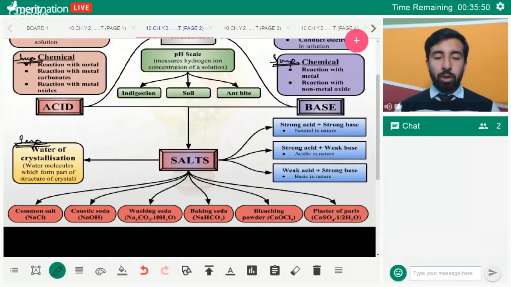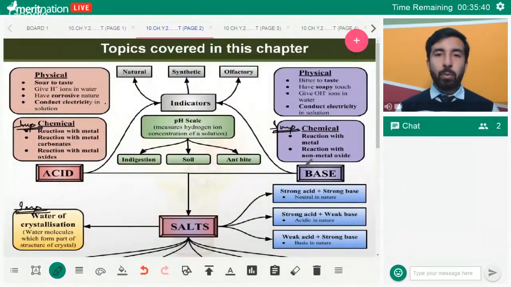Now, moving on to the second thing, which is another part of your syllabus, that includes your indicators. We all know that indicators are substances which help us to detect whether a substance is an acid or a base. Now, we have three different types of indicators: natural indicators, synthetic indicators, and olfactory indicators. We'll again have a look at this in a separate slide.